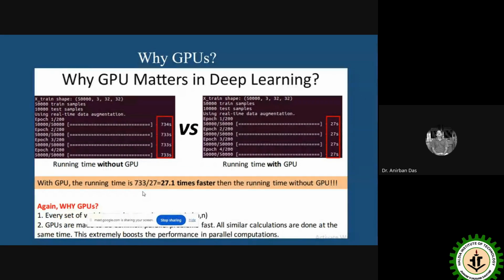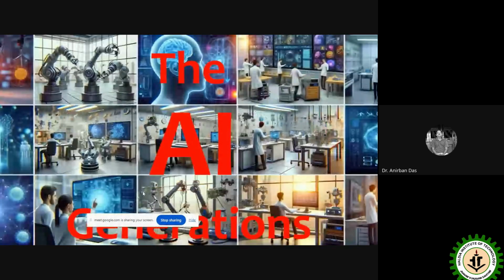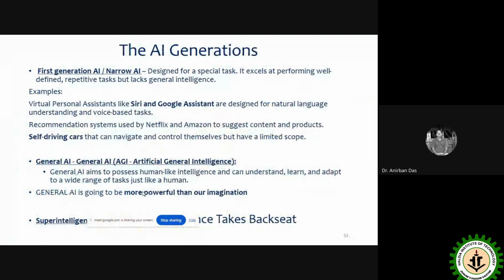As you all know, this is the introductory lecture for the FDP, so I'm just going through very generalized things and some generations of AI, like the first generation of narrow AI. You have Siri and Google Assistant, Netflix and Amazon suggestions, self-driving cars, and AGI, which we have already discussed. And there is another one, super intelligent AI, which is coming in a much bigger way, when human intelligence will definitely take a back seat.